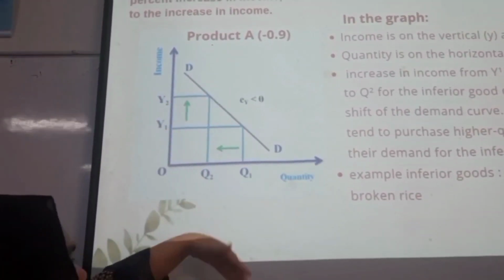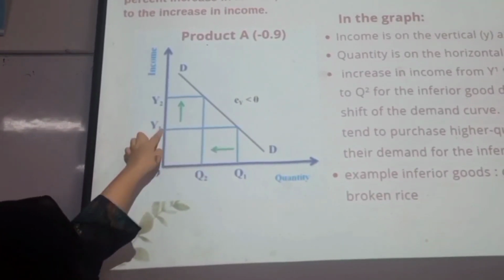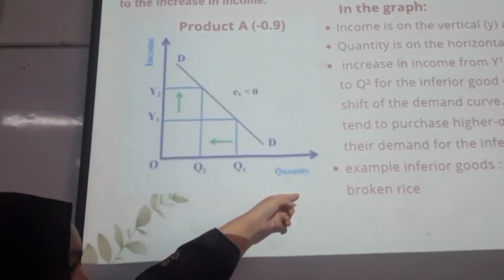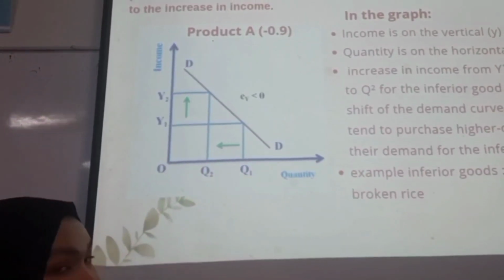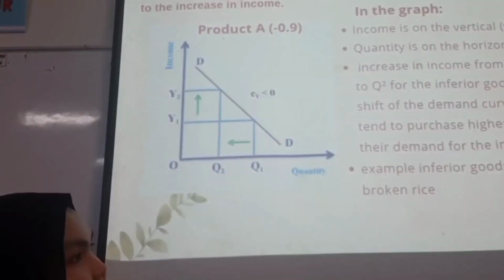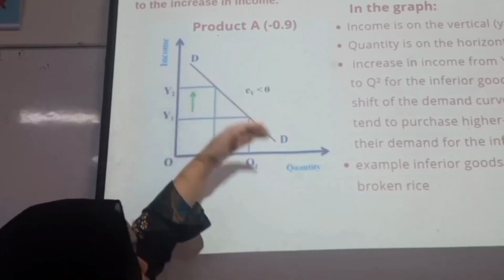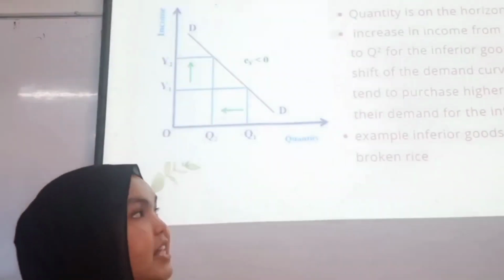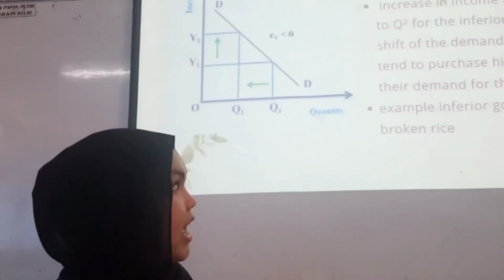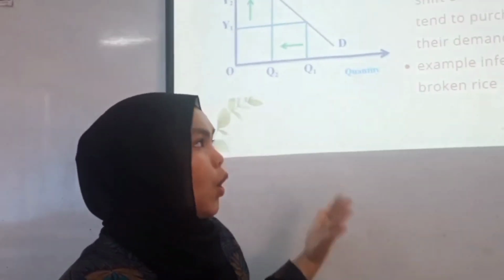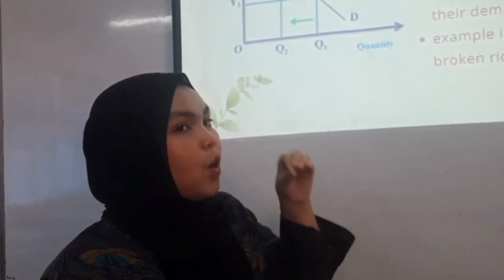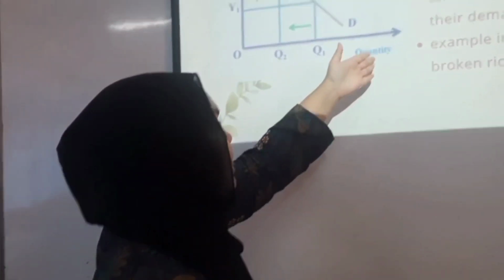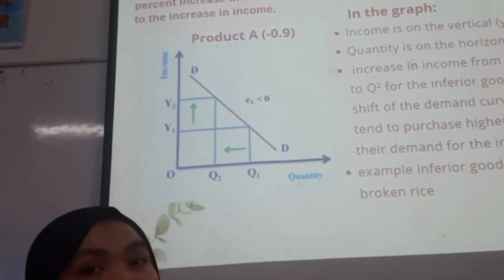Income first increases from Y1 to Y2, but the quantity demanded decreases from Q1 to Q2, and this results in a leftward shift of the demand. So what actually happened in the graph? As consumers, when income rises, they tend to purchase higher quality goods or substitutes. This reduces their demand for inferior goods.